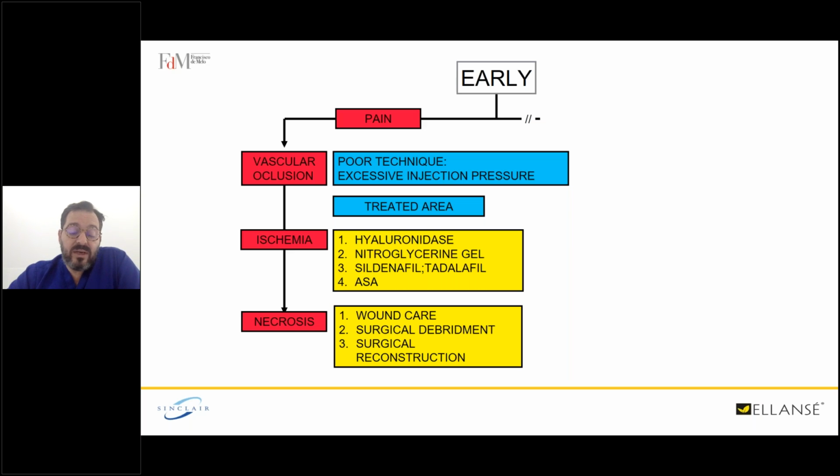And in terms of ischemia, you can treat with everything you have. It's an emergency. So I do use hyaluronidase because it increases the permeability of the veins and arteries. Sometimes I use nitroglycerin gel if I think it's more about a venous injection. You can also use other things like sildenafil and aspirin. But the most important thing is to follow up with your patients and act as early as possible, before you get to necrosis. Because once you get to necrosis, like the picture I showed you, it's about wound care, debridement, and surgical reconstruction. And there's no coming back from there.